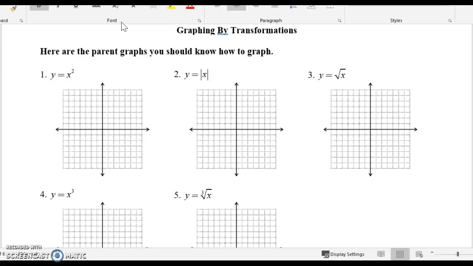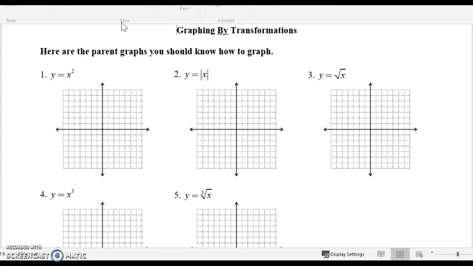So first we're going to talk about parent graphs. Anything can be a parent graph, and we look at different parent graphs throughout the whole course. But we're going to look at 5 parent graphs in this lesson. Some of these you should definitely know what they look like already. We're not going to spend a lot of time on them.